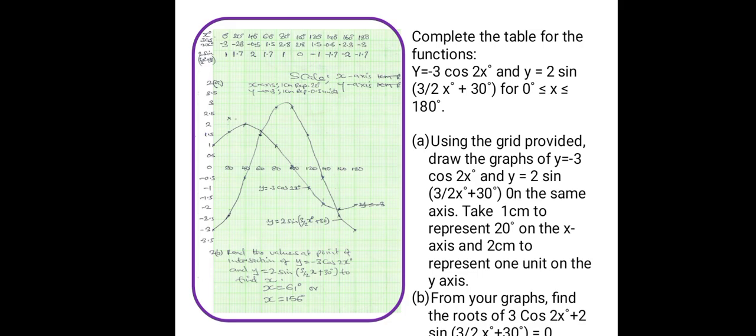Take 1 centimeter to represent 20 degrees on the x-axis and 2 centimeters to represent 1 unit on the y-axis. From your graphs, find the roots of 3 cos 2x degrees + 2 sin (3/2 x degrees + 30 degrees).